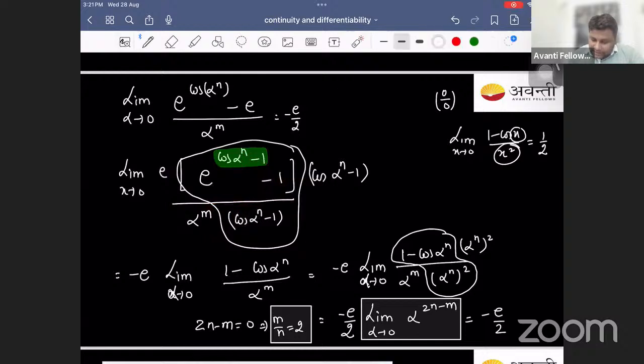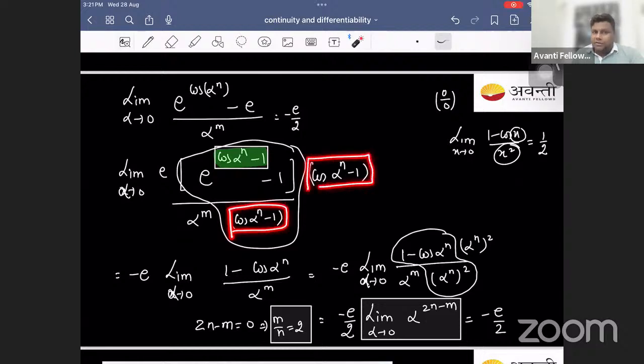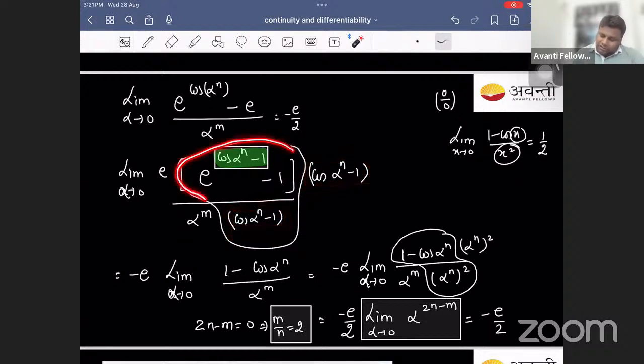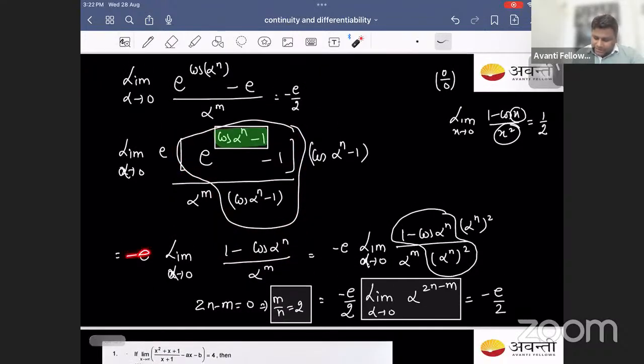Now, as x approaches 0, alpha approaches 0, this value is getting 0. So if this value is getting 0, I created the same in the denominator and multiplied the same in the numerator also. So this e to the power 0 minus 1 upon 0 limit became 1. So your question is converted to minus e times limit alpha approaches to 0. Take minus also common. So 1 minus cos alpha to the power n upon alpha to the power n. Then I multiply and divide by alpha to the power n whole square.